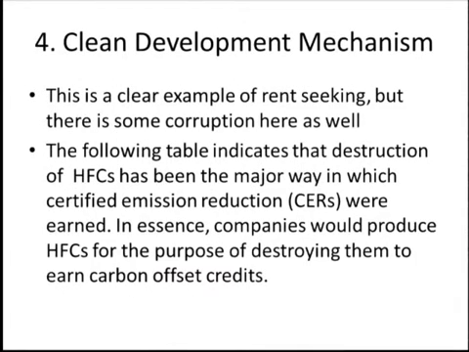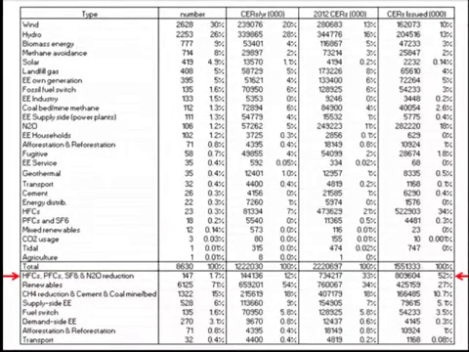I'll just end with the clean development mechanism. You're all familiar with the clean development mechanism that creates these carbon offsets, and what basically happened there was the Chinese were being paid to destroy HFCs. So they created a bunch of companies to produce them so that they could destroy them. And I thought, nah, this can't be the case. Well, look at that. 52% of all the carbon credits that have been produced are from these destruction of HFCs and equivalents.